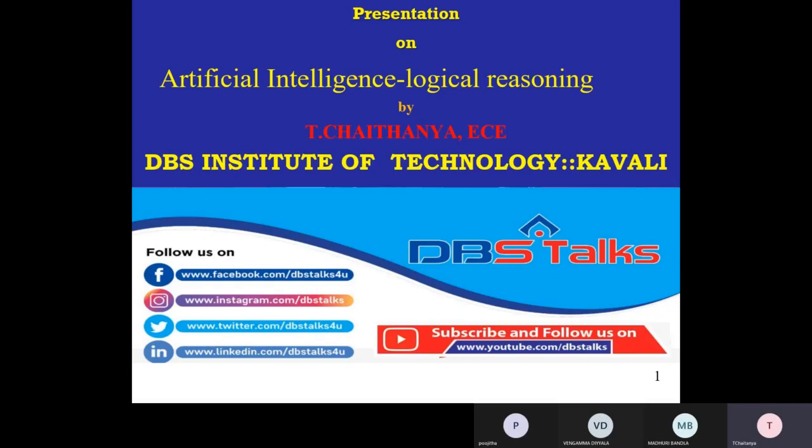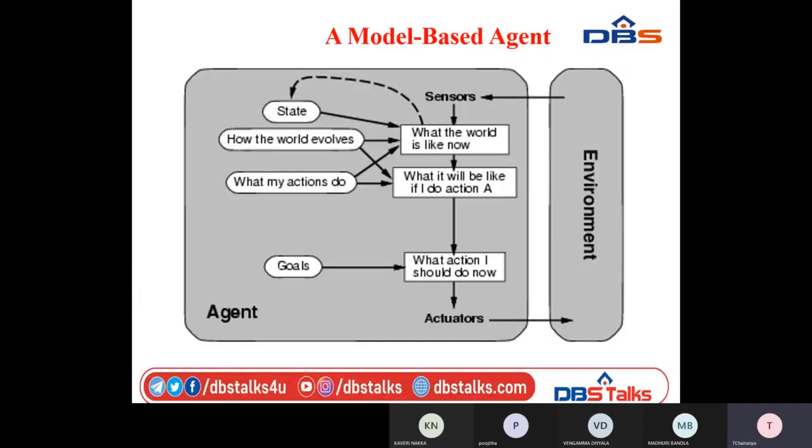Our second unit is logical reasoning. In this unit we will see how we can think logically, how a machine will be able to think like a human. That is logical thinking or logical reasoning. Under that, our first topic is the logical agent, or model based agent.